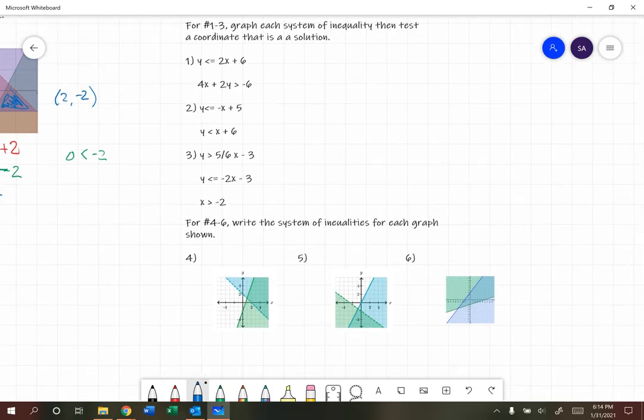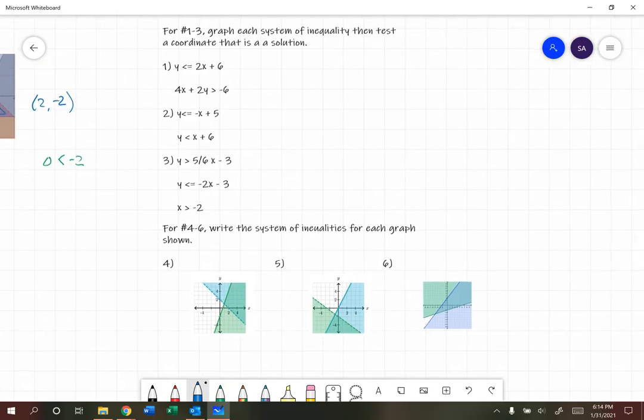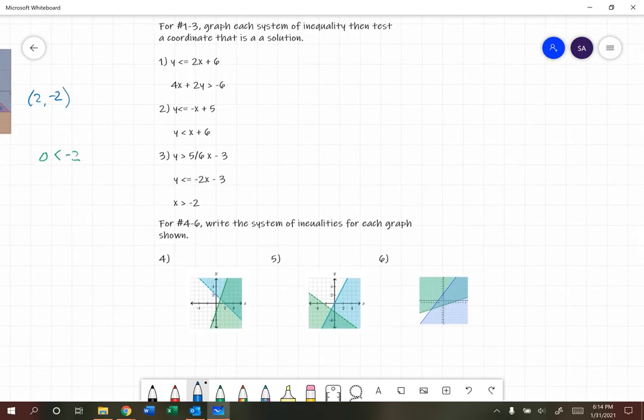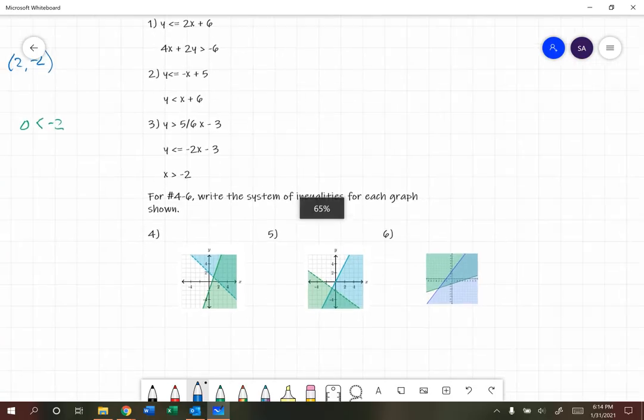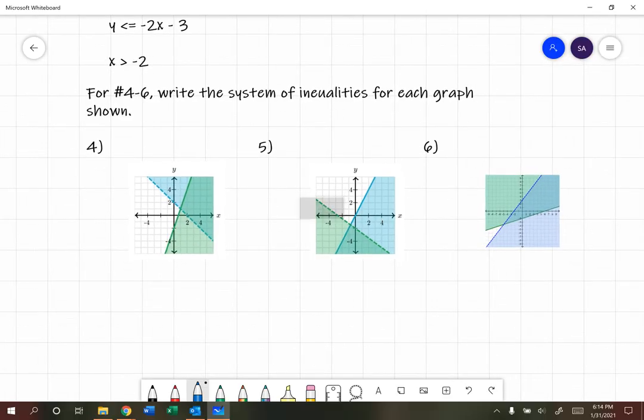And then in 4 through 6, we're going the opposite way where the graphs are provided for you, and you have to write the inequalities that make up that system. So go ahead and write these down. I will make this a little bit larger, so pause if you need to. And then I can make the graphs larger for when you're ready for that part as well.